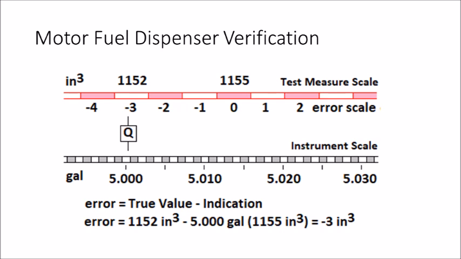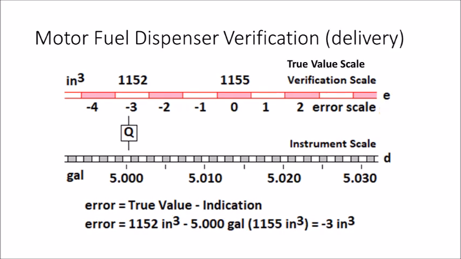What we then do is we say the error is the true value from the test measure minus the indication, 5 gallons or 1155, and we get -3 cubic inches. The question that we need to ask is, where is the verification scale? Now we know the verification scale division is cubic inches, but where is the verification scale? People will immediately turn their eyes to the instrument scale because that's what we've been attuned to do, but we need to look up and see that the verification scale is associated with the test measure.